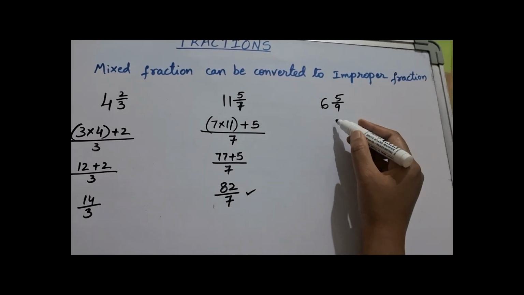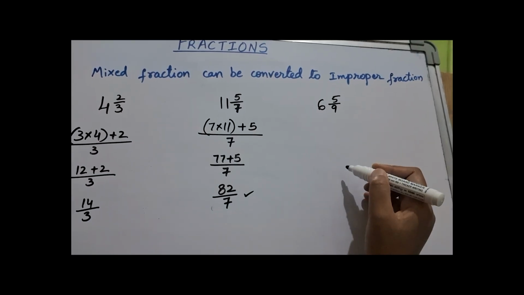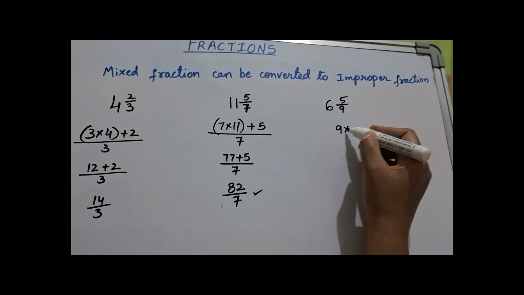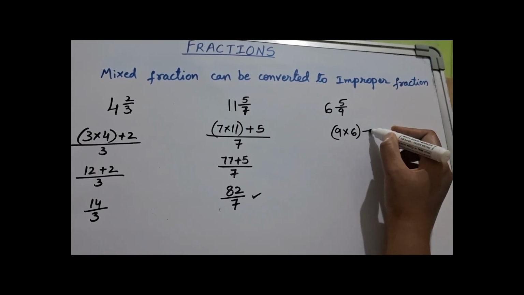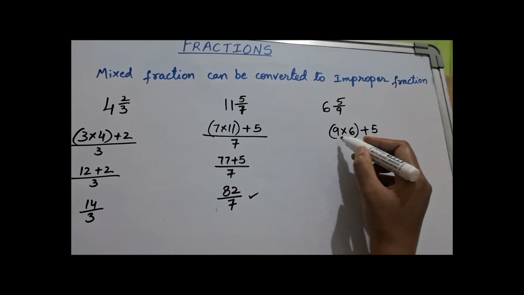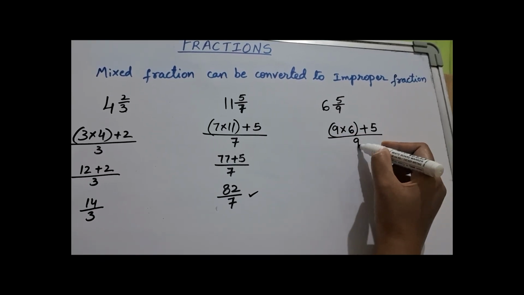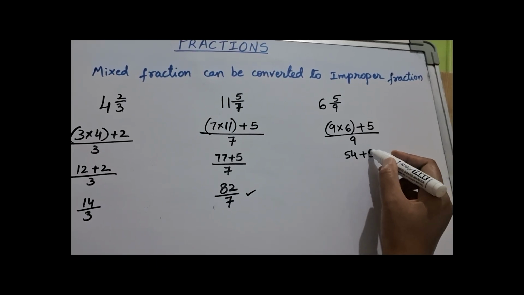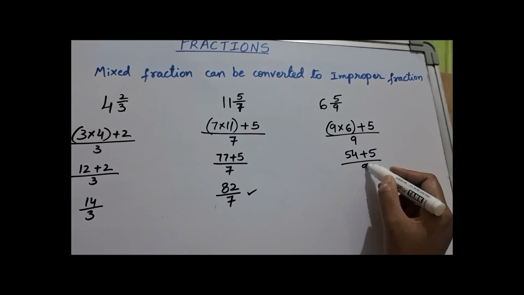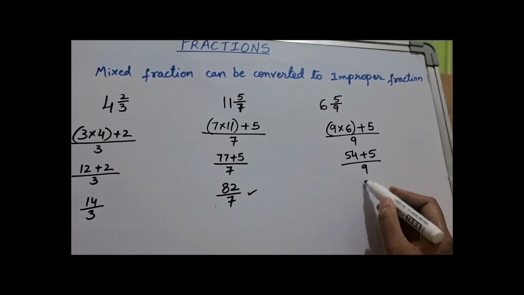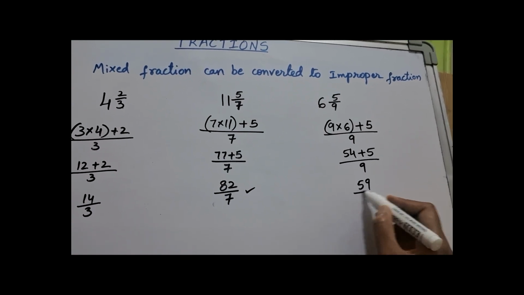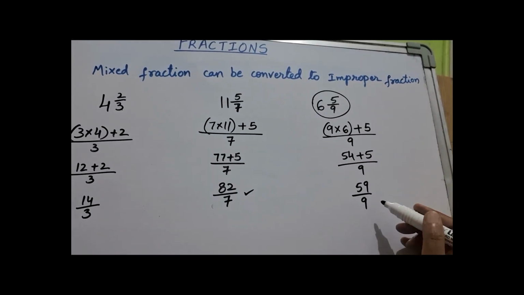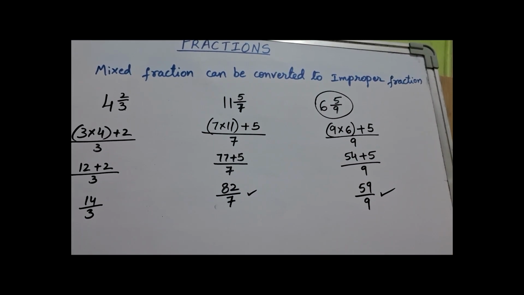Similarly, we'll take this one. We'll convert this mixed fraction to an improper fraction. 9 into 6 plus 5 by 9. 9 sixes are 54, plus 5 by 9. 54 plus 5, 59 by 9. So, this mixed fraction is converted to an improper fraction.